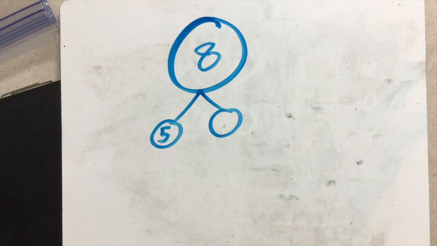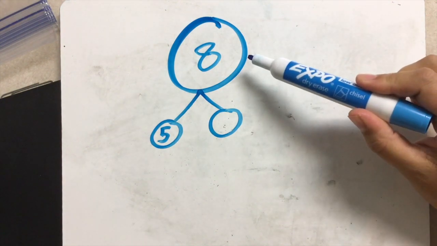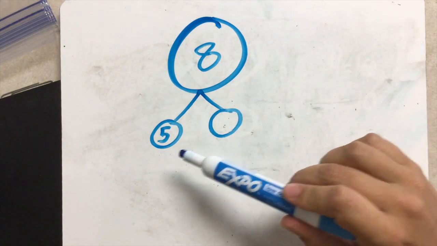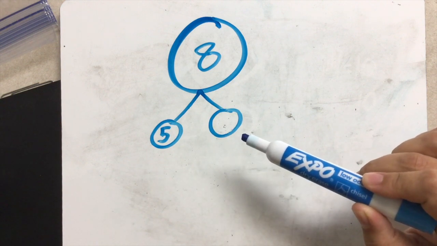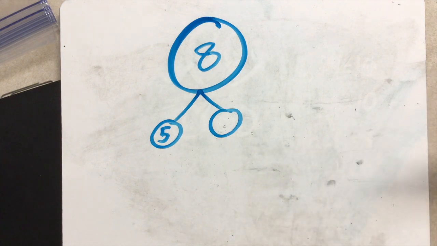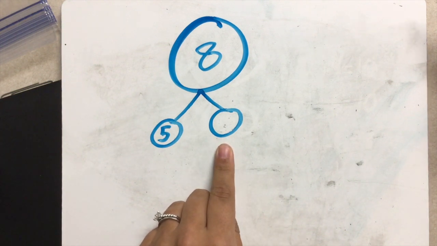Let me do one more example just like this. This time I have 8 as my total. I have 5 as one part, but I don't know what the other part is going to be yet. I can still set up some equations that could help me to figure this out. So I could set it up as a plus. Everywhere that I am going to have this number, I'm just going to put a box right now.